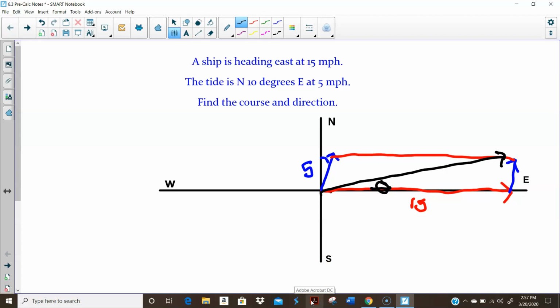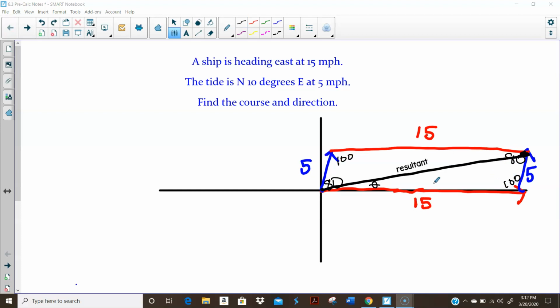The first thing we're going to do is look at this as a parallelogram. And we know that this angle right here is 10 degrees. And so we know that this angle is going to be 80. So this is 80 degrees, which means this corner over here. Okay, so what we're going to do is find the resultant. So how we find the resultant is we're going to use our law of cosines, which is side, angle, side. So here we go with this.